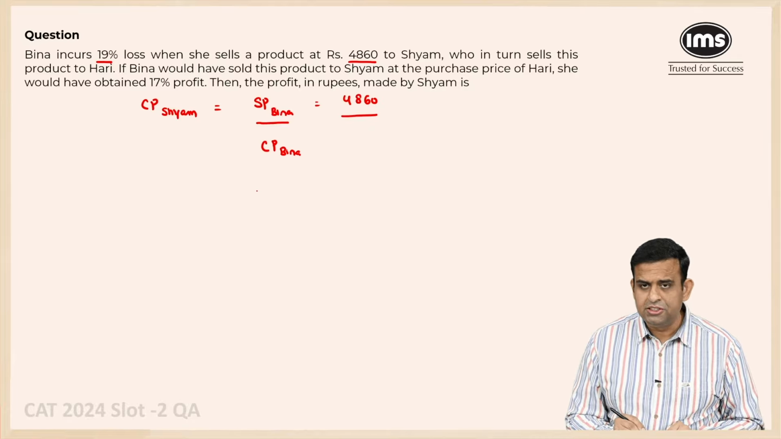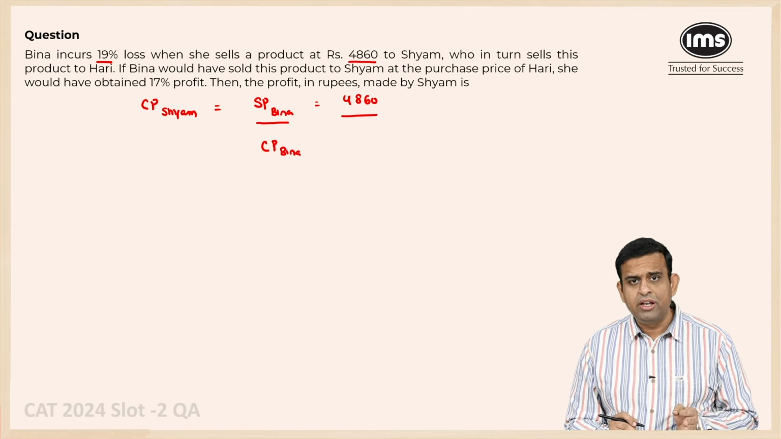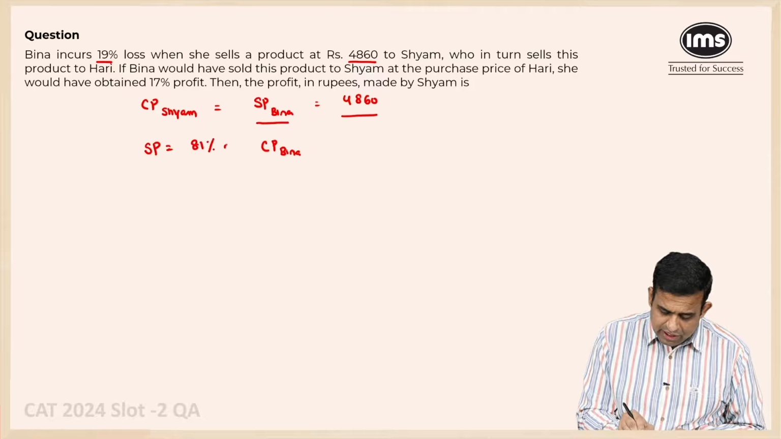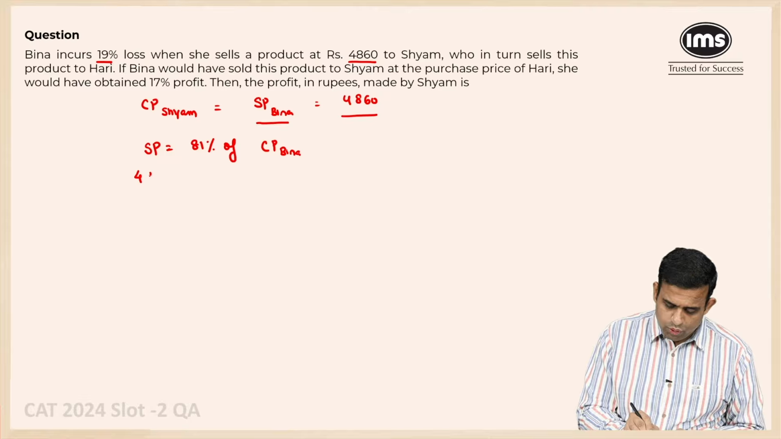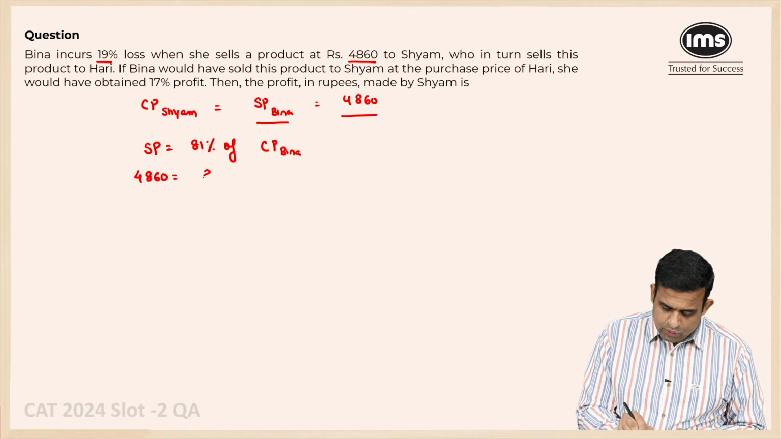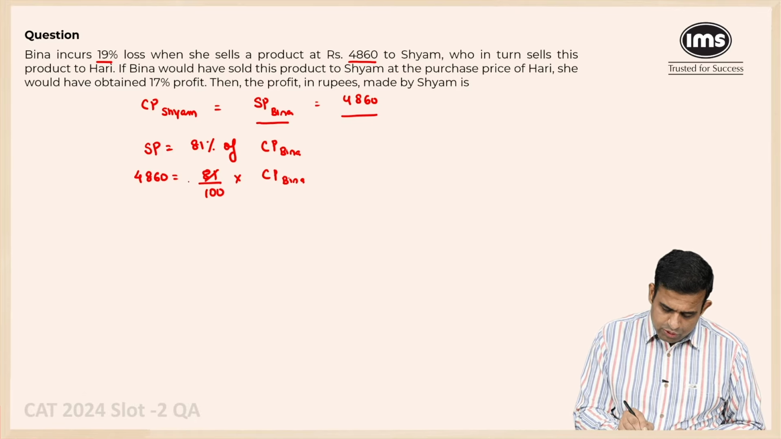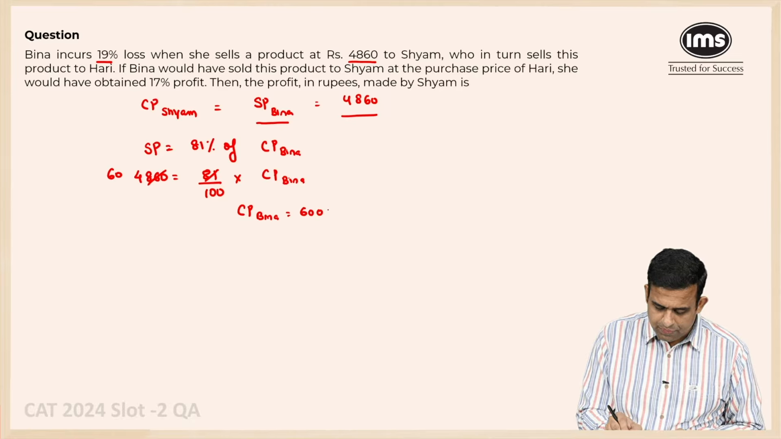So the relation is selling price is equal to mark price multiplied by the multiplying factor. So if I am incurring a loss of 19%, then one can say selling price must be equal to 81% of the cost price of Beena. So 4860 is equal to 81 over 100 into the cost price of Beena. So here this is going to be equal to 60, and one can say cost price of Beena turns out to be equal to 6,000.